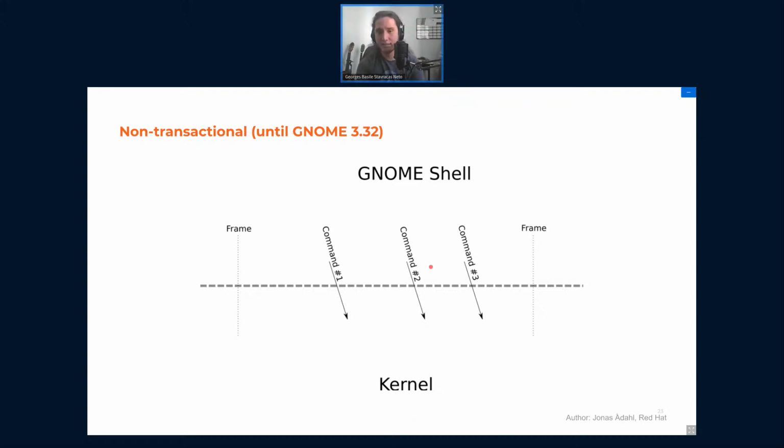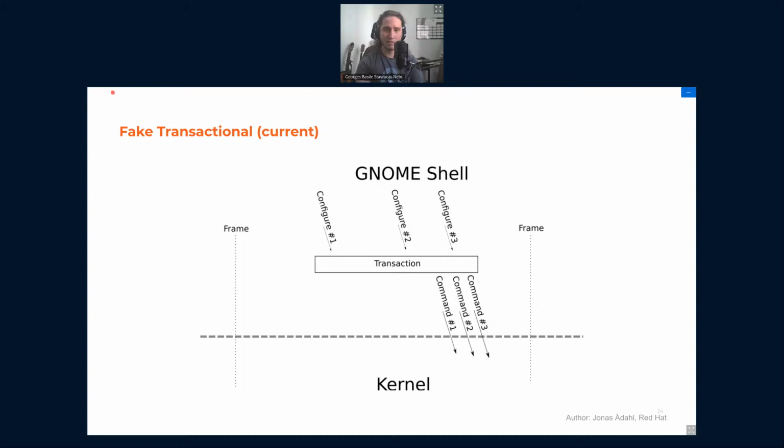Over the past year, we received an improvement of that. We're transitioning to atomic KMS, and to do that, we are introducing transactional changes. What's currently implemented in GNOME Shell/Mutter is that all changes are accumulated in a transaction, but this is a fake transactional KMS implementation because by the end of it, we issue individual commands using the non-atomic API. But that's the first step.